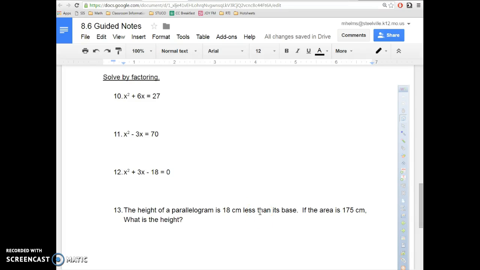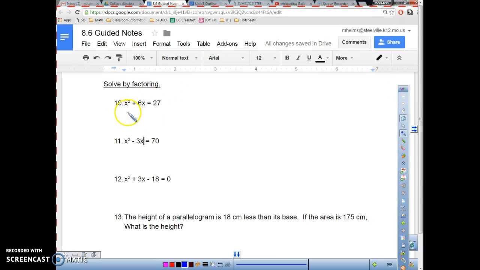Okay, so this is Algebra 1 8.6 Notes Part 2. So before we were just factoring. Now we're going to solve by factoring. And so to solve by factoring, you have to have them equal to 0. So we're going to start this problem off with x squared plus 6x minus 27 equals 0. We're going to do the same thing we did in the first video.